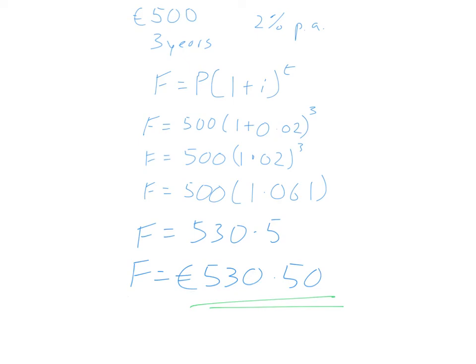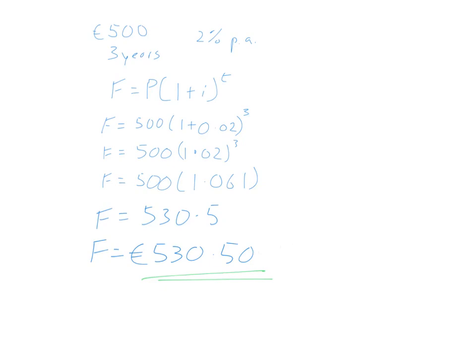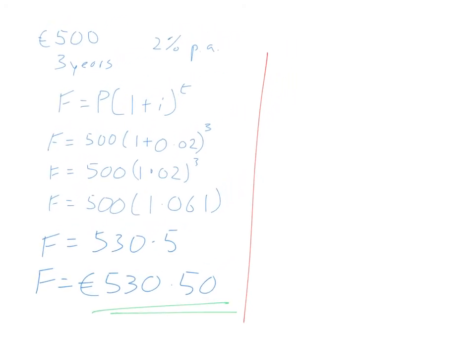Sometimes they might ask you just how much money have they actually made, or how much interest did they get. So if they do ask you that at the end, well, you can just add on a little bit here. So you do the same question, but you know that they've ended up with 530 euros and 50 cents at the end of the 3 years. You know they started off with 500 euros, so we'll just find the difference between those two numbers.